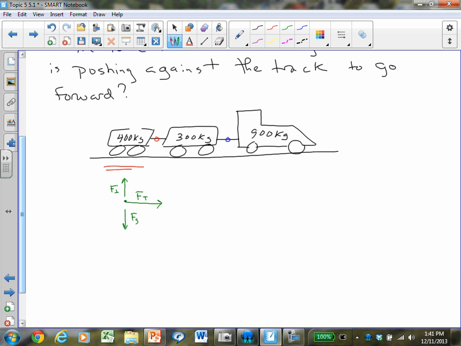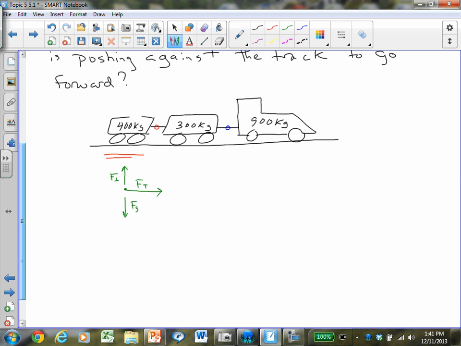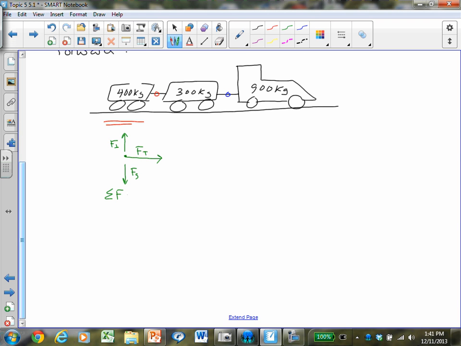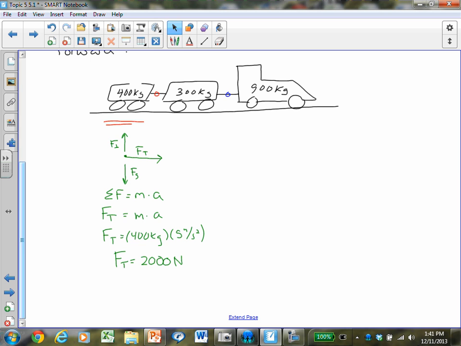Okay, so in that case, the sum of the forces equals mass times acceleration, and the winner is just Ft, the green one, equals mass times acceleration. So Ft will equal 400 kilograms times 5 meters per second squared. Ft is 2,000 newtons. So you just calculate it out using your acceleration.